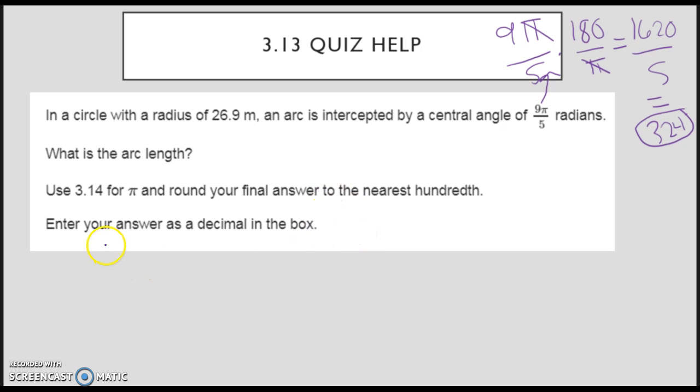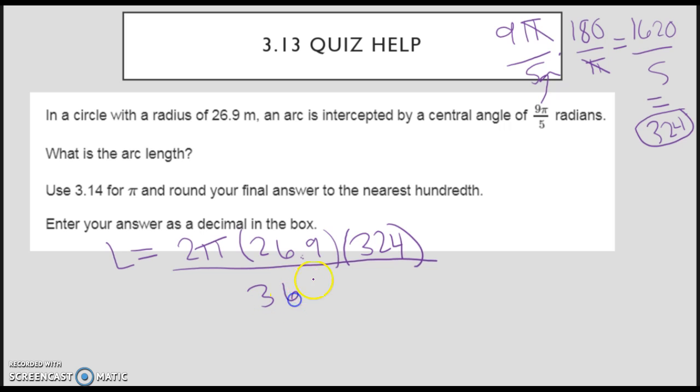So now we can use that arc length formula. Arc length is equal to 2 pi r, well the radius is 26.9, times the angle in degrees, which was 324. That's your theta, all over 360. Notice it does say to use 3.14 for pi, and this is just to help with rounding errors. So in your calculator, instead of pi, do 3.14. So 2 times 3.14 times 26.9 times 324, all of that divided by 360.